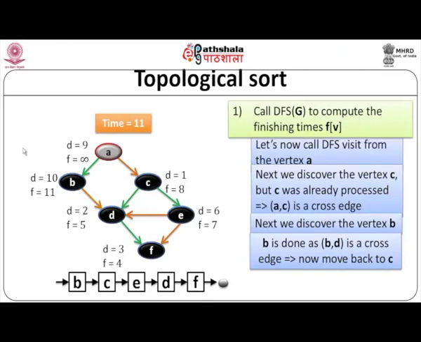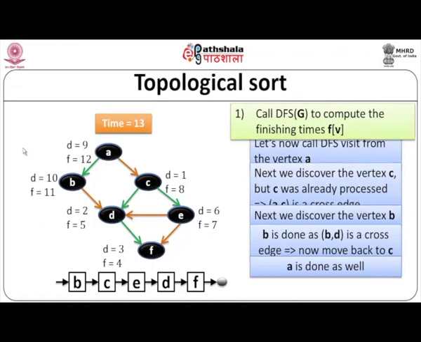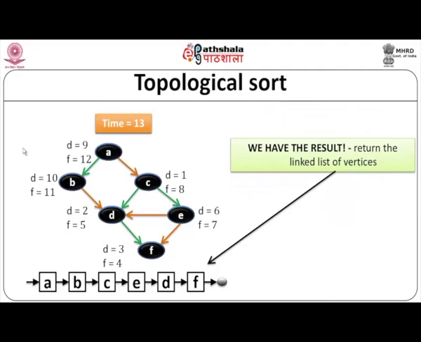Now, what happened after that? A is done as well. So, you have A, and the finishing time that you add. So, what we have done is we have the result, return the linked list of vertices. So, this is the list of vertices that you have. So, what have we actually done? We have put 2 times associated with each vertex, and we are also marking cross edges, we are marking tree edges. So, we are using the depth first.